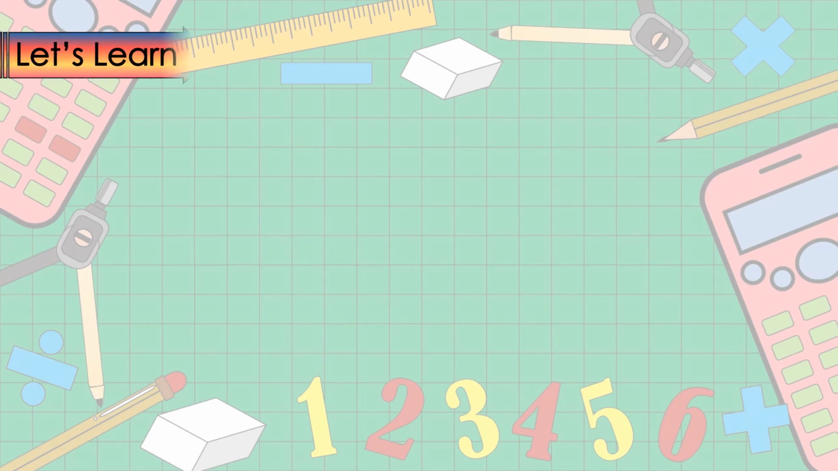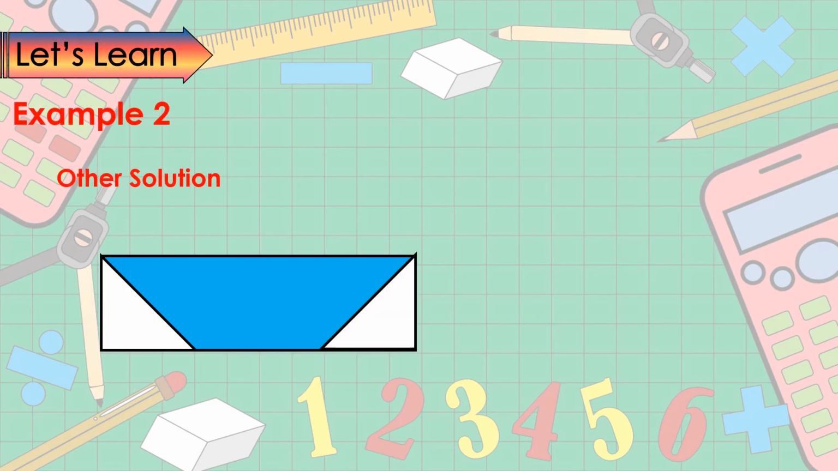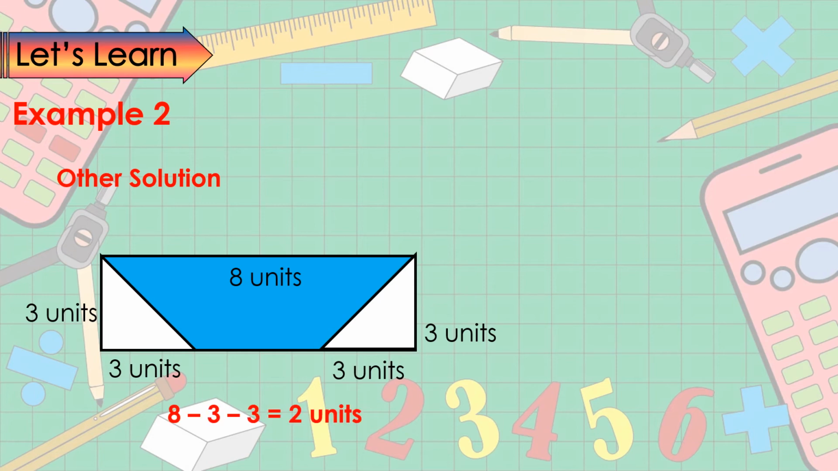For the other solution of that composite figure, here I'm going to get the area of a trapezoid. So how are we going to do that? First, we are going to get the length.